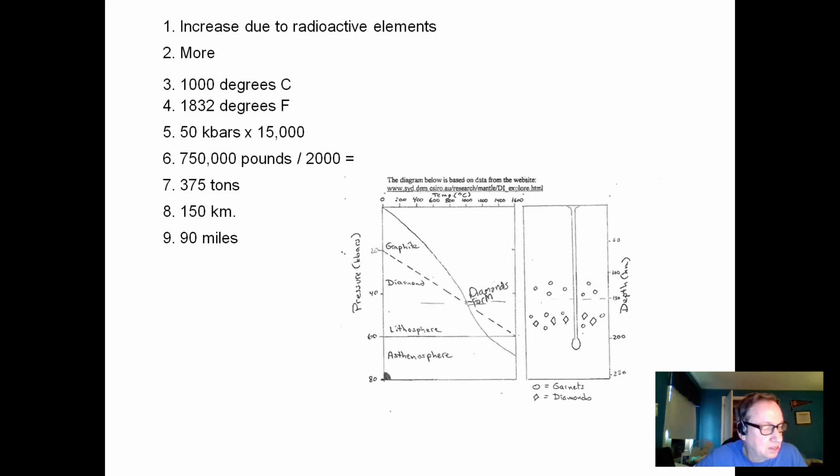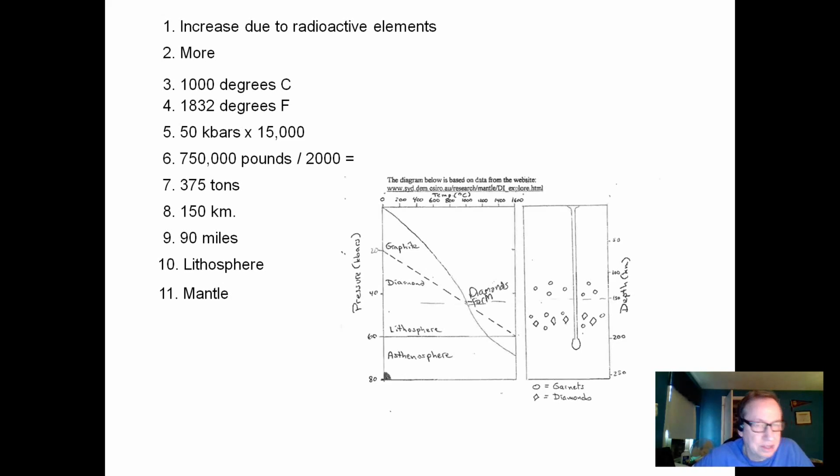Number 10, since the lithosphere extends down from the surface of the earth to 120 miles, do diamonds form in the lithosphere or the asthenosphere? And the answer is obviously the lithosphere. Number 11, do diamonds form in the crust or the mantle of the Earth? Well, remember, the crust only goes down about 20 miles into the Earth, so diamonds typically form inside the mantle.